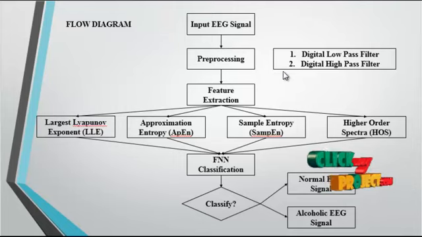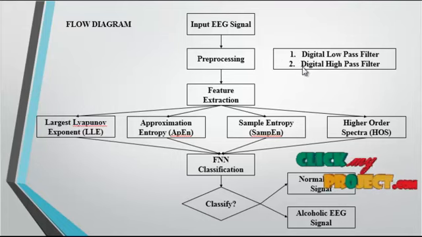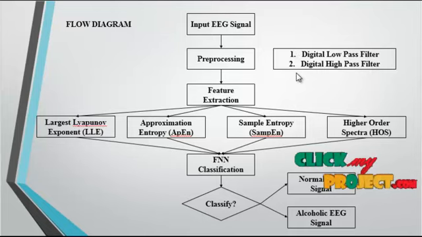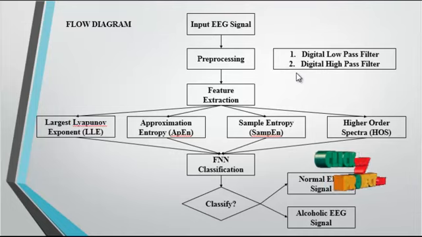The pre-processing consists of two steps. First is the digital low-pass filtering, then the second is the digital high-pass filtering. By applying these two filters, the signal is free from noise. Hence, the noise-free signal comes out from the pre-processing module.